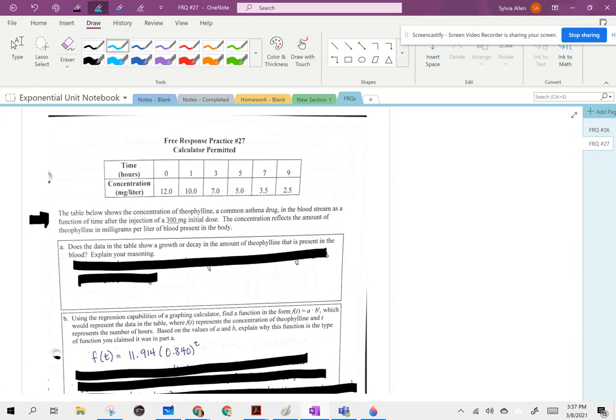Okay, so on A it says, does the data in the table show a growth or decay in the amount of theophylline that is present in the blood? I don't know, that's why I teach math.